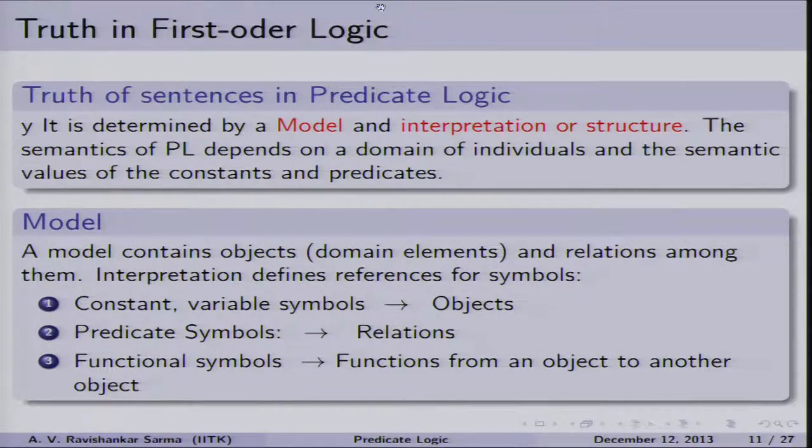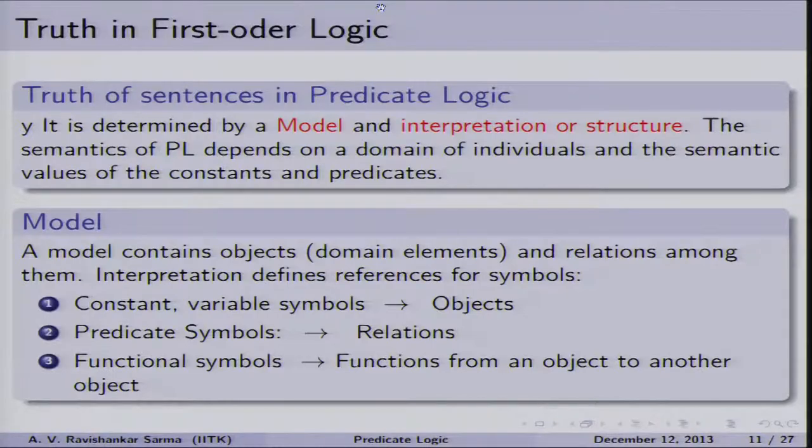Now the semantics of predicate logic depends upon two important things which we need to note. The first is the domain, and the second one is the interpretation function I. It depends upon the domain of individuals and the semantic values of the constants, predicates, variables, etc. that it's going to take. So a model consists of the objects in the domain and the relationship between these objects within the domain, and an interpretation function. So first of all, what constitutes a domain?